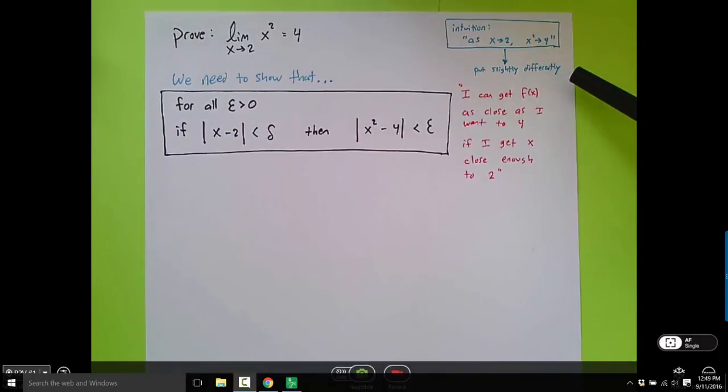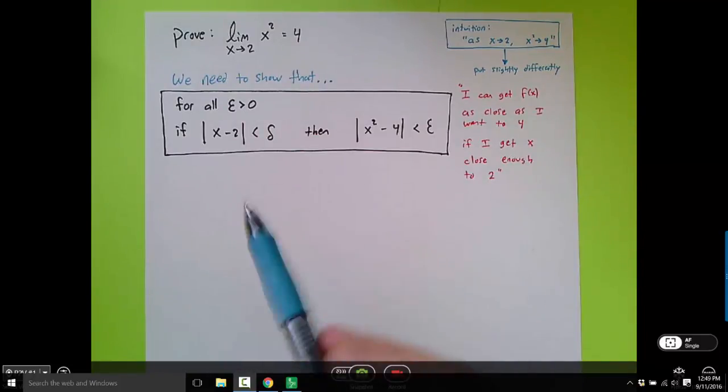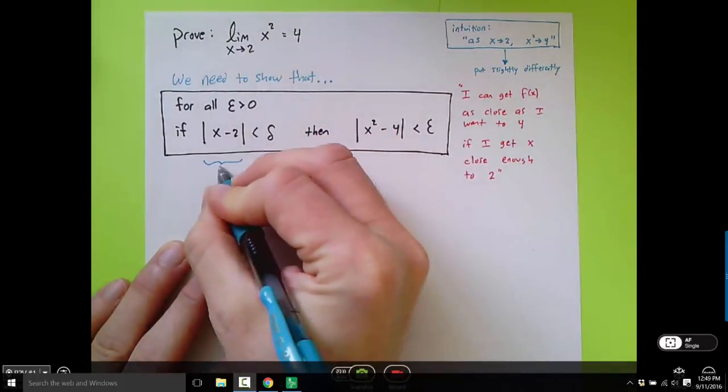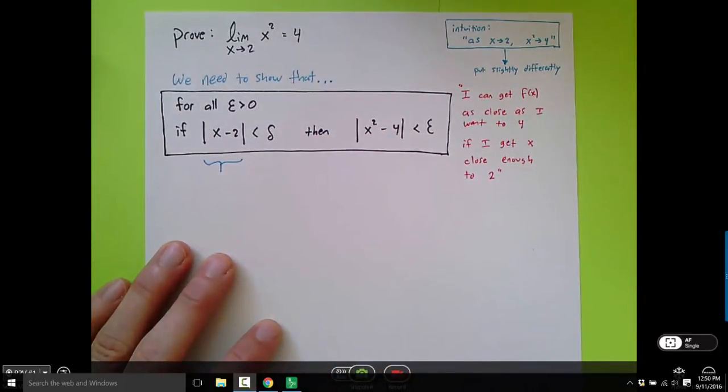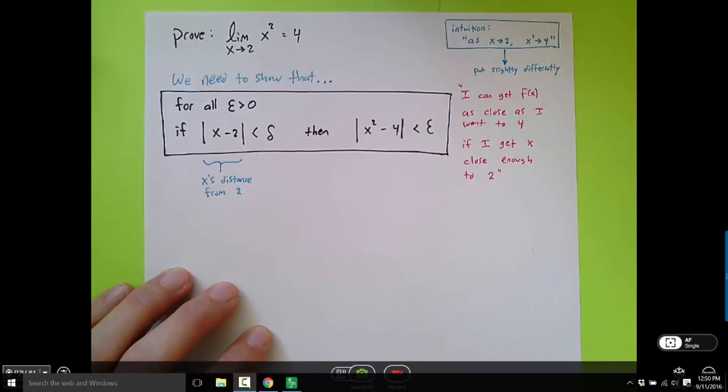Put slightly differently, the same thing could be stated this way. I can get f of x as close as I want to 4 if I can get x close enough to 2. Put this way, it maps very cleanly onto this formal definition. So let's look at what some of the pieces mean. This absolute value, x minus 2, is just a way of describing x's distance from 2. And this absolute value, x squared minus 4, is describing x squared's distance from 4, or f of x's distance from 4.